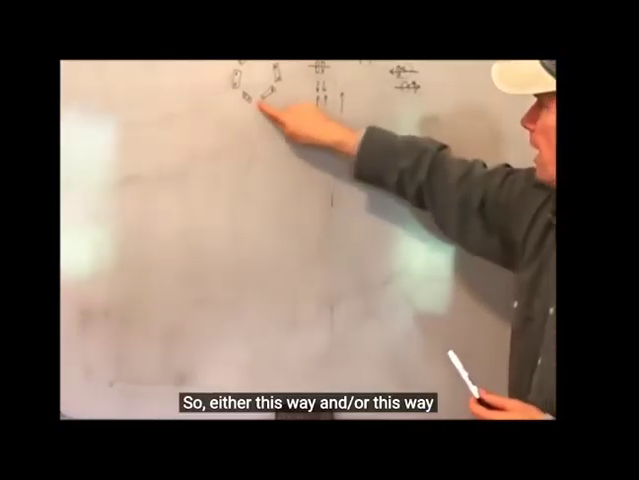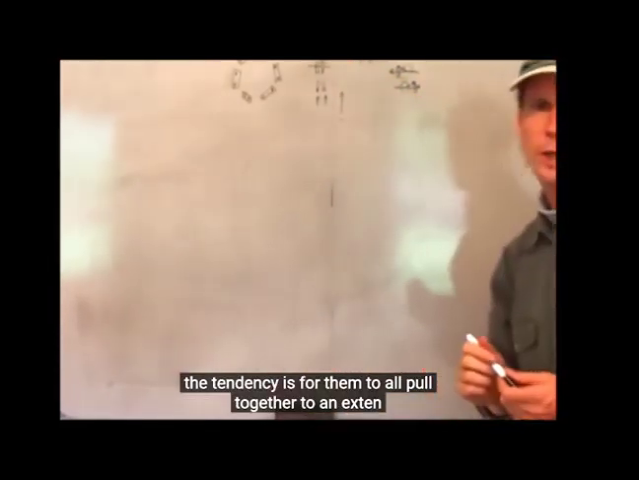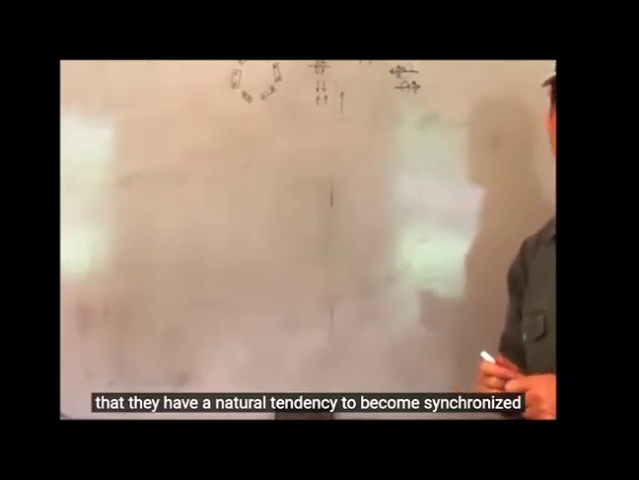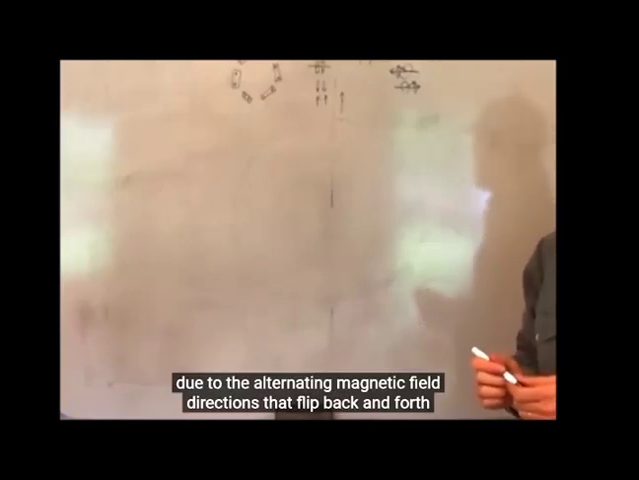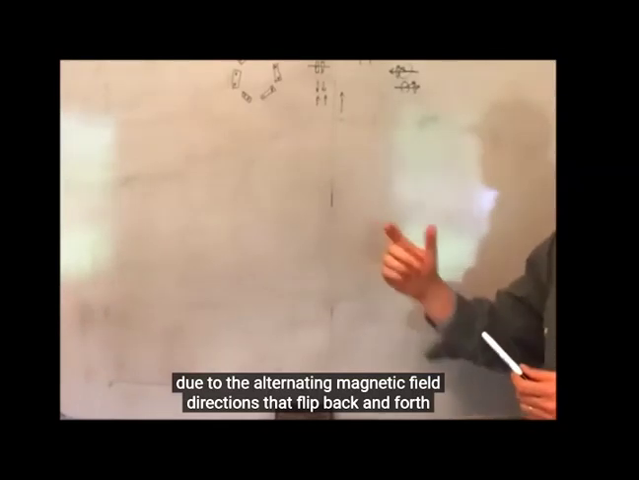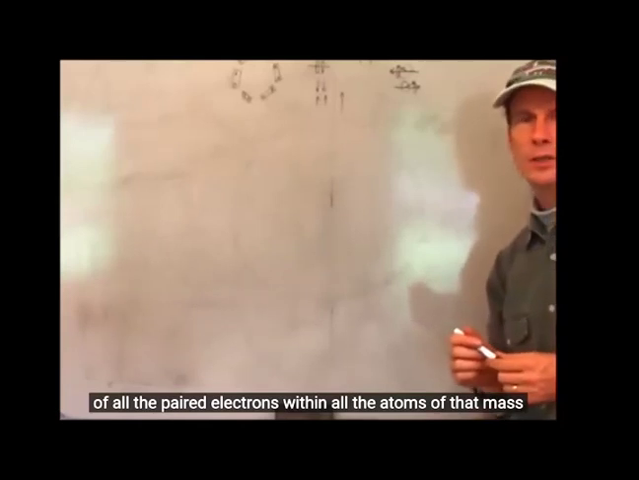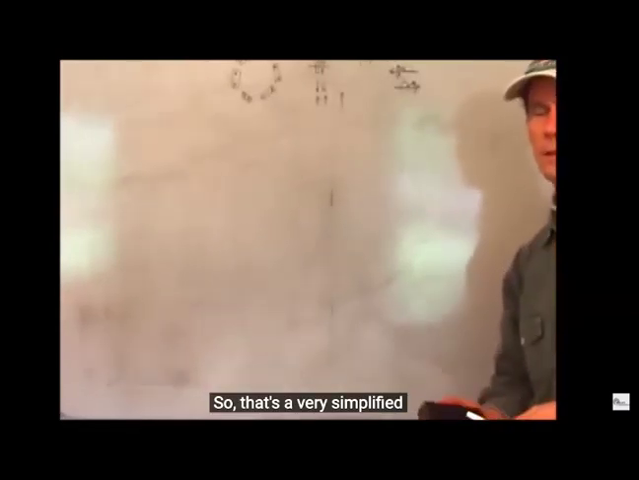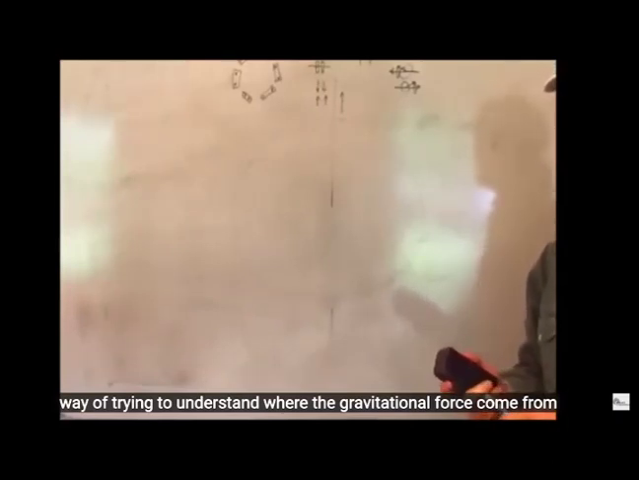So either this way and or this way, the tendency is for them to all pull together to the extent that they have a natural tendency to become synchronized due to the alternating magnetic field directions that flip back and forth twice per precessional cycle of all the paired electrons within all the atoms of that mass. So that's a very simplified way of trying to understand where the gravitational force comes from.